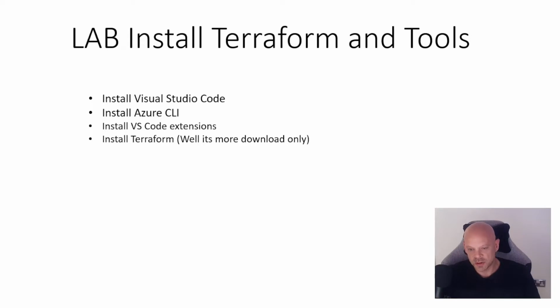Then we're going to go on and install some VS Code extensions, which will really help with authoring our Terraform configuration templates. It has some great IntelliSense and will really help us prevent creating errors in our code. And then finally, we're going to install Terraform. Well, we're not really going to install it. We're just going to download it, place it on our local drive, and then we're going to make sure that the operating system is aware of where it is so we can use it. So let's head over to our client machine.